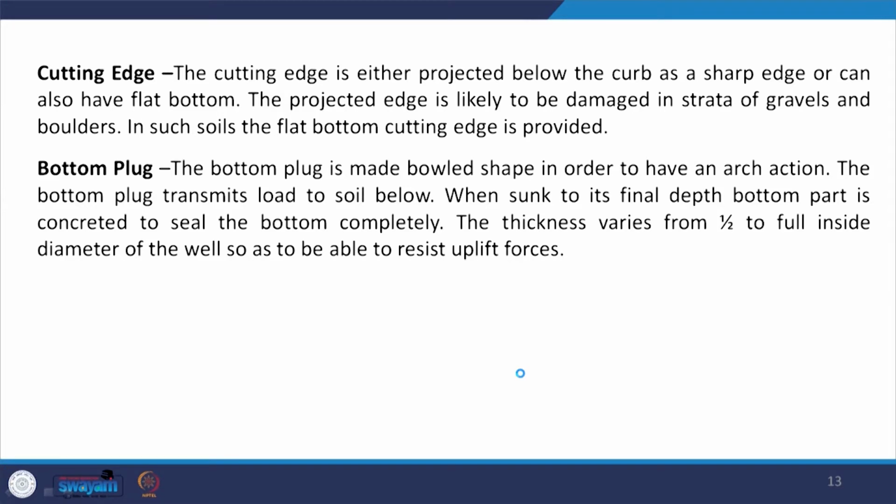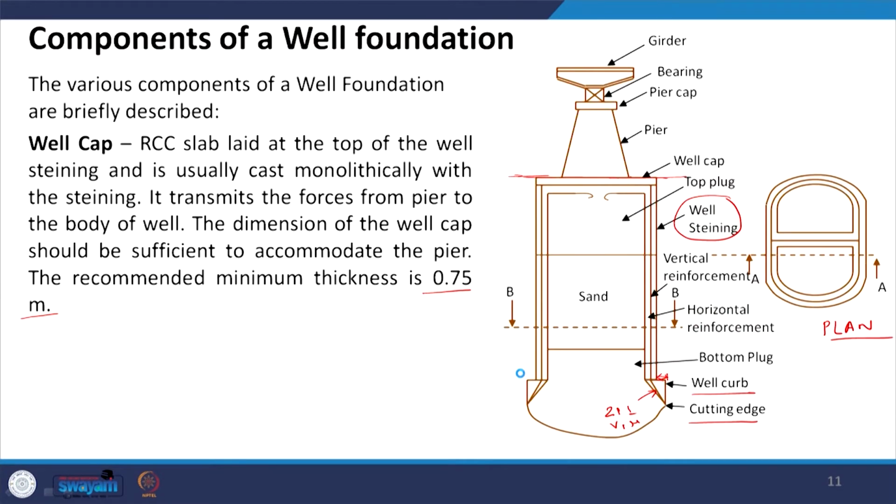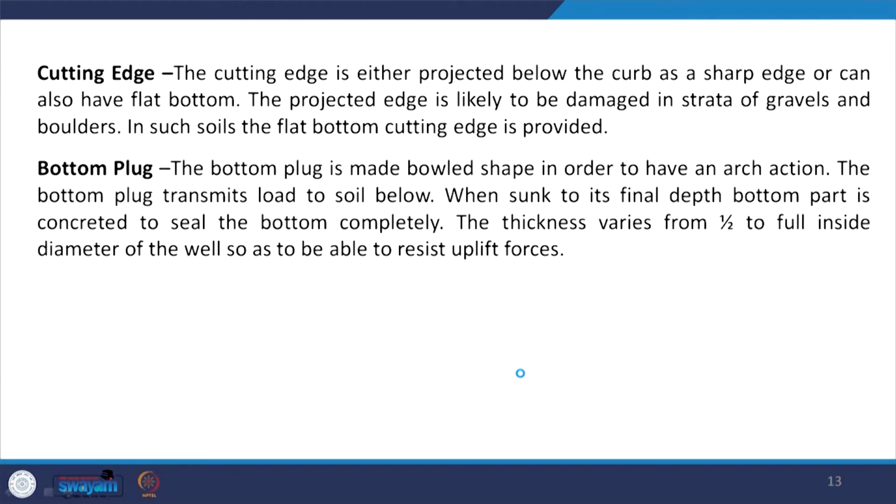The next is the cutting edge, which is just below, at the end point of the well curb. The cutting edge is either projected below the curb as a sharp edge or can also have a flat bottom. The projected edge is likely to be damaged in strata of gravels and boulders. In such soil the flat bottom cutting edge is provided. So, wherever the curb is ending, your cutting edge starts.